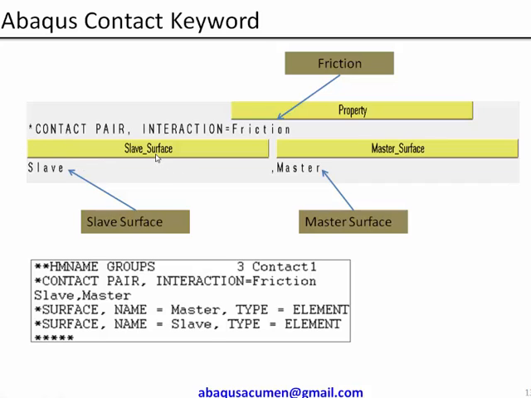Then you want to have a slave surface and a master surface. So you define a slave surface, and then you define a master surface. Overall the keyword will look like star contact pair, comma, interaction equal to friction, slave surface and master surface. The slave surface can be element based or node based, and the master surface is element based.